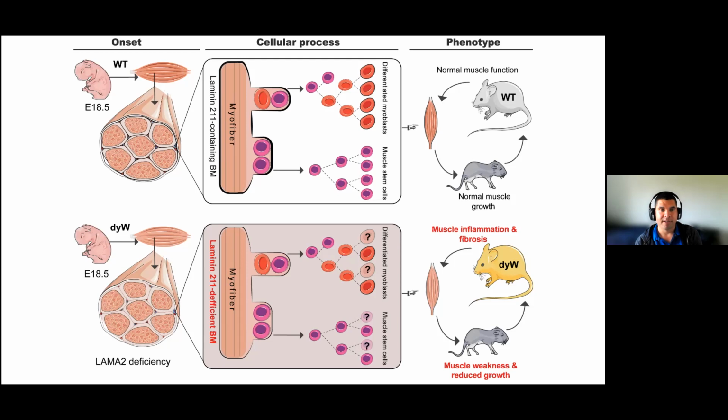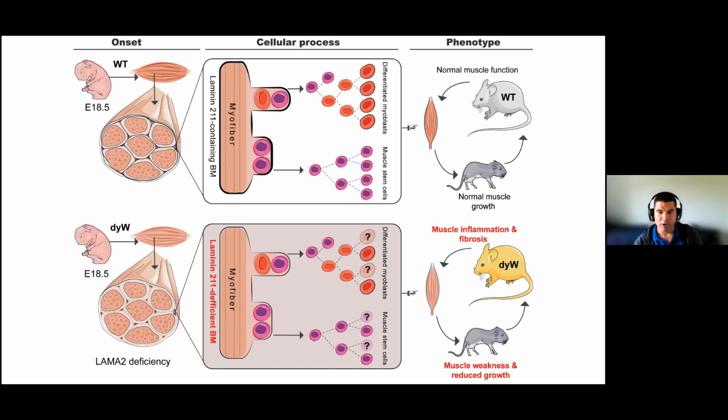And the cellular process that we're interested in concerns the division of stem cells, and also how myoblasts arise. So there's two ways in which that can happen. There's a differentiation, or basically a decision-making process that cells that are adjacent to the myofiber undergo.